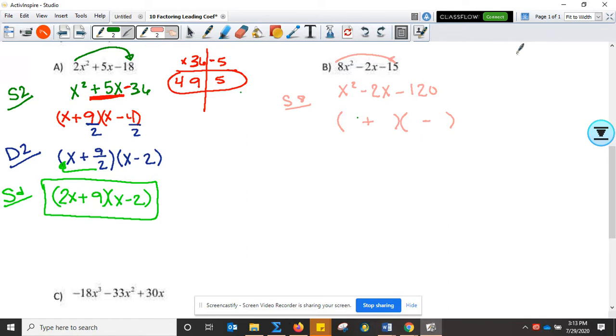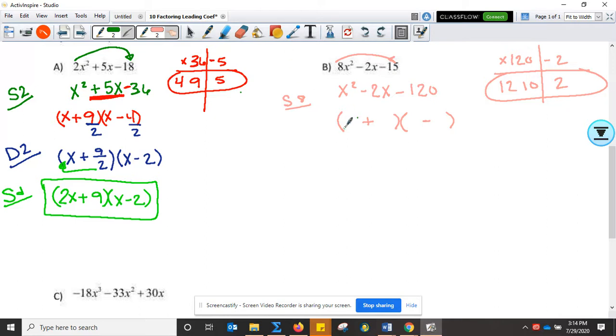So I want to multiply to get 120. And since my signs are opposite, I'm going to subtract to get 2. Okay? So 12 times 10 gives me 120. 12 minus 10 gives me 2. All right? So now remember, if you are not sure, go through and do all the factors.